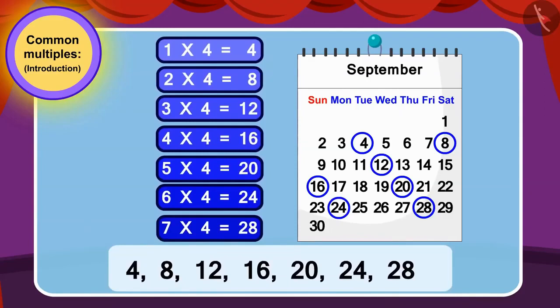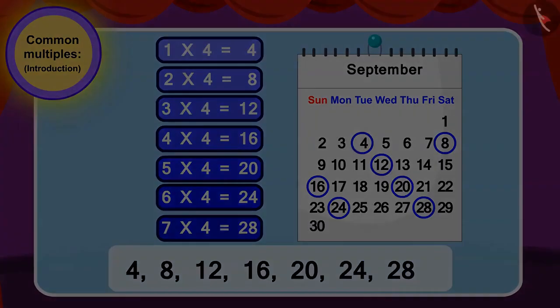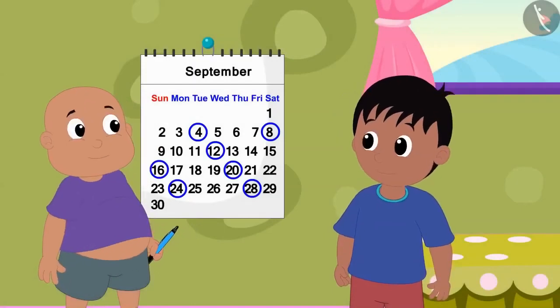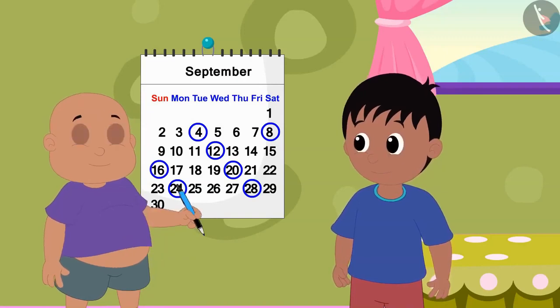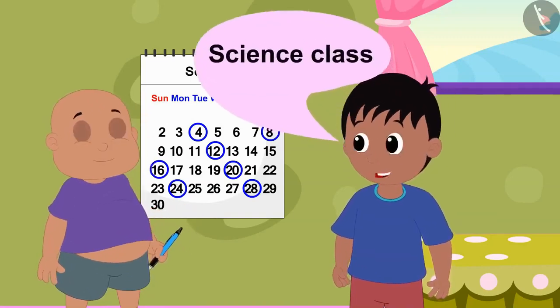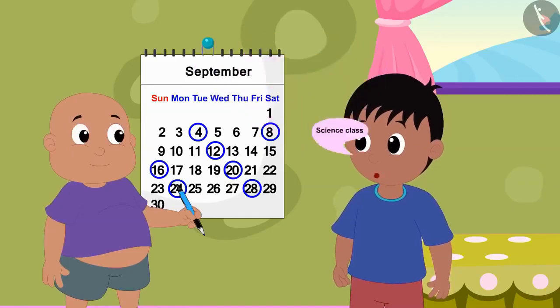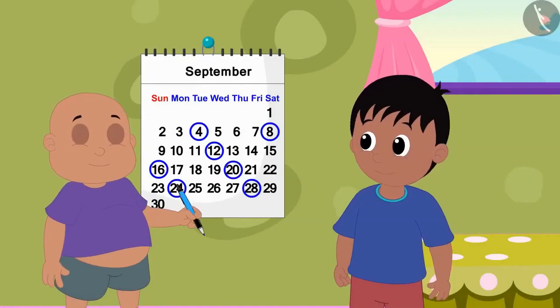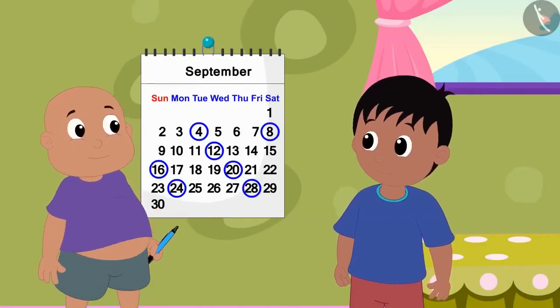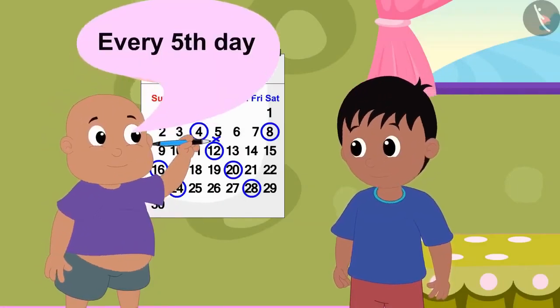Bablu's math class will be on 4, 8, 12, 16, 20, 24 and 28 on these dates. Now Raju said to Bablu, Bablu, your class is on so many days and you have also enrolled in science class. So, on what days will your science class be? Bablu told Raju that his science class would be every 5th day.